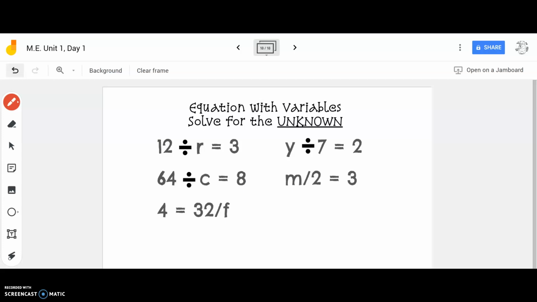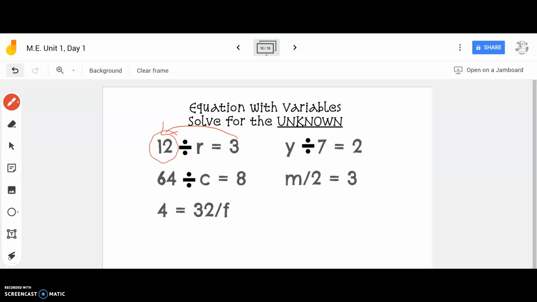For division, there's never going to be a missing symbol. There always will be something there. There's nothing invisible in division. 12 divided by R equals 3. 12 divided by what number equals 3? So I have my whole, and I need to know how many 3s fit into my whole.